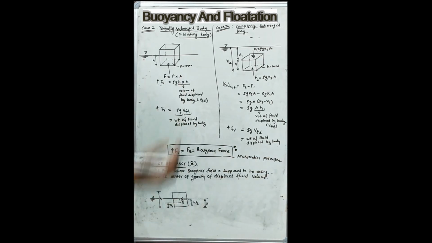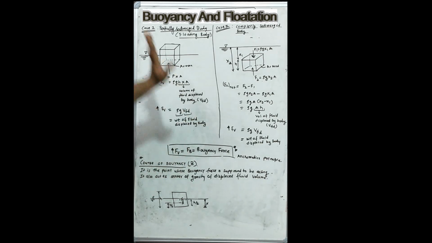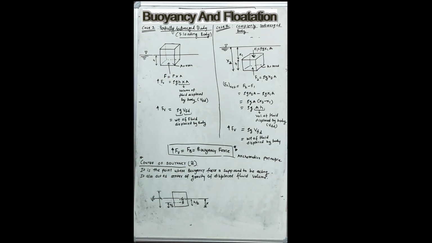So the net vertical force is called what? Buoyancy force, which is also equal to the weight of fluid displaced by the body. Alright, so this is the buoyancy force. Now the point is where this buoyancy force is acting in the vertically upward direction. Buoyancy force is basically due to the pressure difference, right?